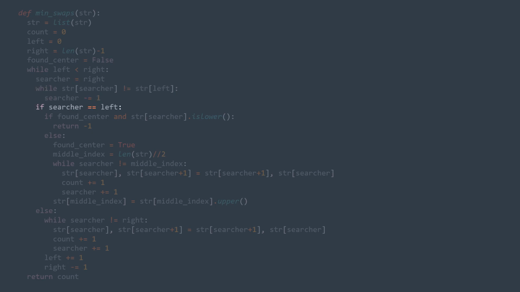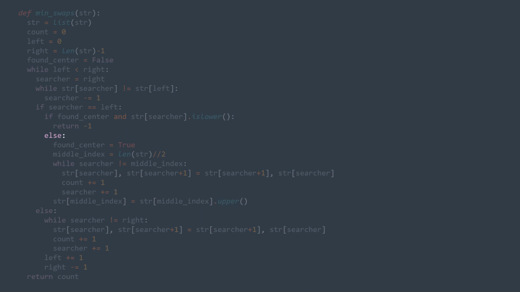If it stopped at left index, we also have two cases. We said that we're allowed to have only one center letter. So if we already found the center letter and it's not the one we're actually in, it means that the string cannot be a palindrome. We return -1. We can know if we are in the center letter by checking if it's lowercase or uppercase.